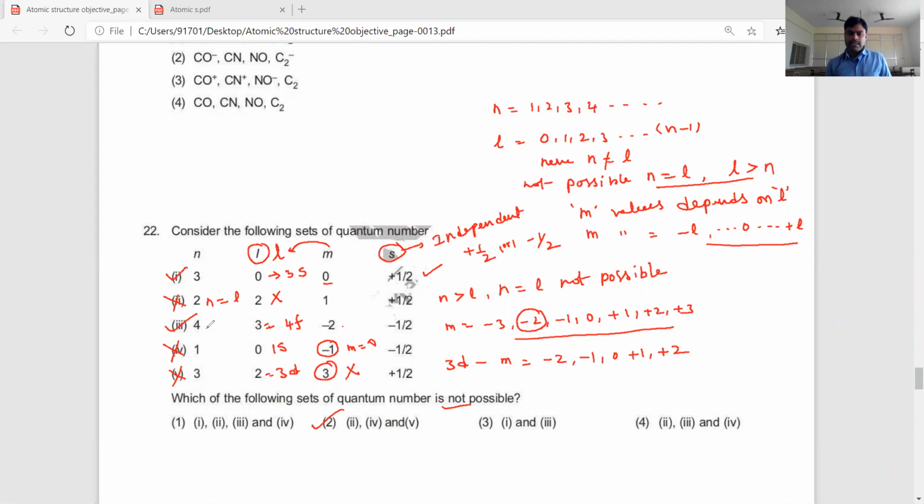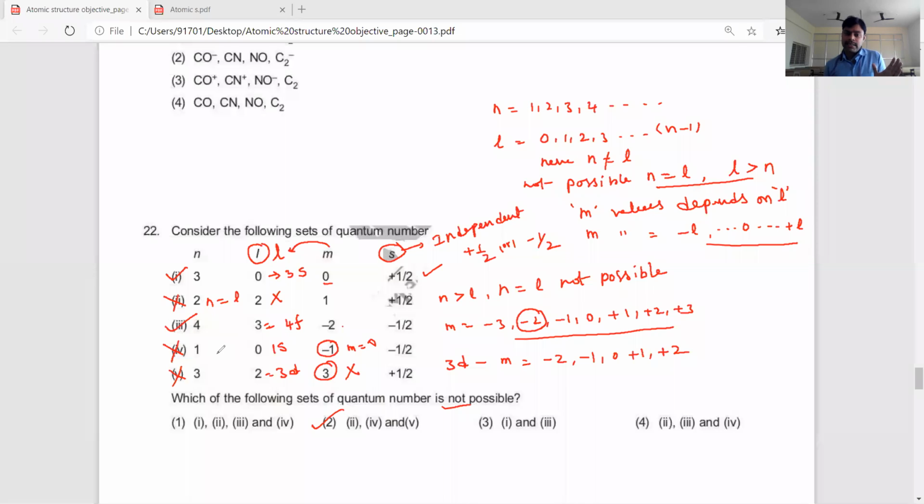Okay, it's very clear. Next, the third set: N is 4, L is equal to 3. It's very clear. And possible M values are in the range of minus 3 to plus 3. So in that minus 3 to plus 3 range, minus 2 is present. That's why the third set is a possible set.